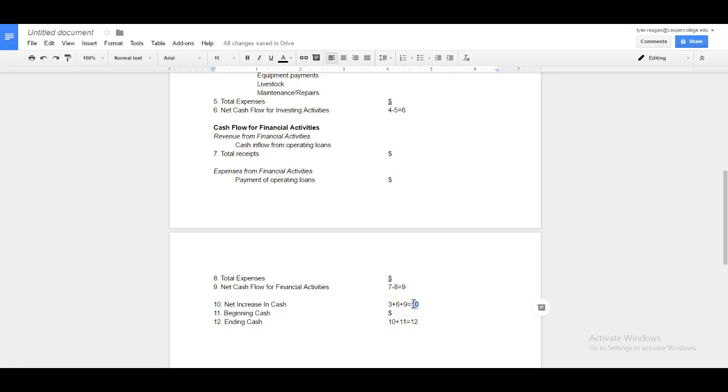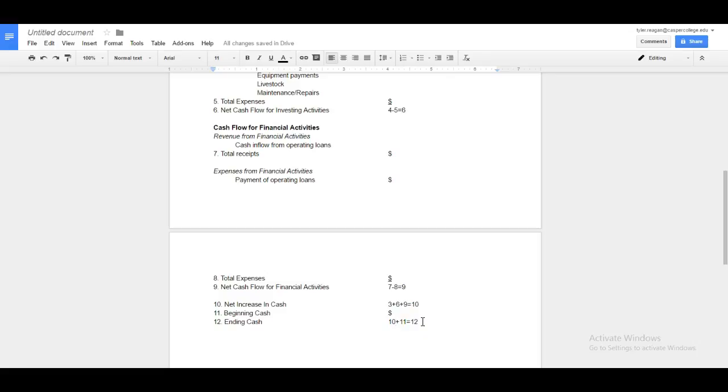This is all a very hypothetical, quick and rough example of a cash flow, and I apologize if I'm going through this too quick. But right here, say we have a net increase in cash of $30,000. Down here we had a beginning cash of, say, $50,000. Now our ending cash would be $80,000.